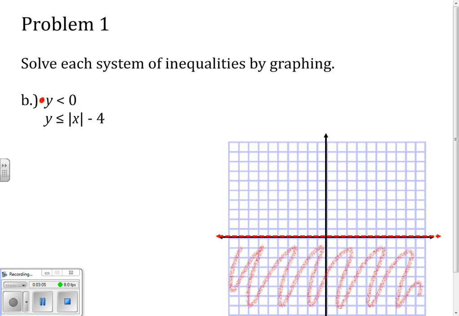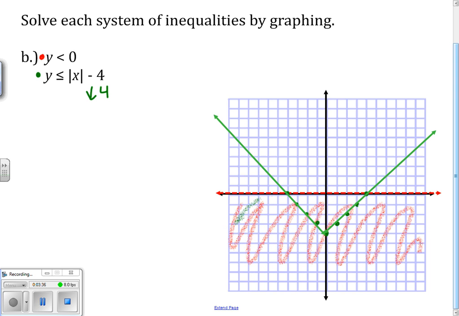For the second inequality, that's an absolute value that has moved down 4. So I'm going to start by placing my vertex down 4. And from there, count off my stretch or compression, which is understood to be a positive 1. So positive 1 a couple of times on the right, and then up 1 over 1 a couple of times on the left. This line ends up being solid for the absolute value function because there is a line underneath. And it's a less than or equal to, so I want to shade below the V.